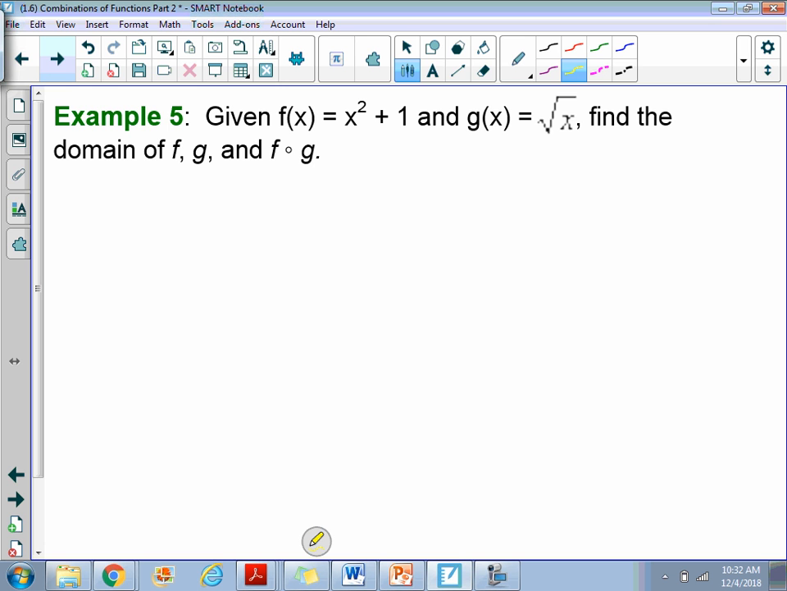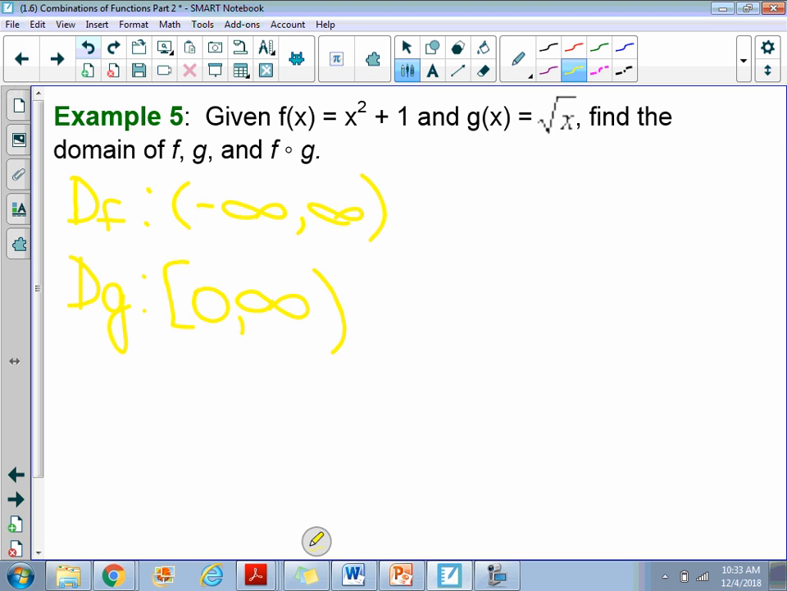All right, let's look at this one. Aha! G is not all reals this time. So what's my domain of F? All reals, okay. And what is my domain of G? 0 to infinity. Okay. So now I need my domain of f of g of x.